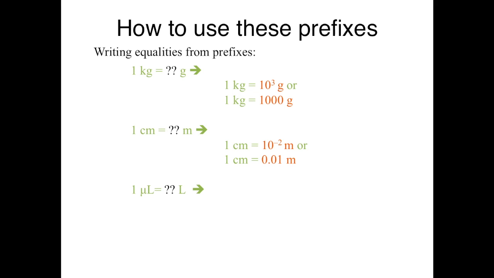Lastly, let's try one more time. 1 microliter is equal to what liters? Again, if I ask you to write the equalities between microliter and liter, this is what you should be thinking about. You would ask yourself, okay, micro means 10 to the negative 6. So 1 microliter is equal to 1 times 10 to the negative 6 liters. You see how I did that? Simple as that. Just use that every single time, and you will always write proper equalities from prefixes.